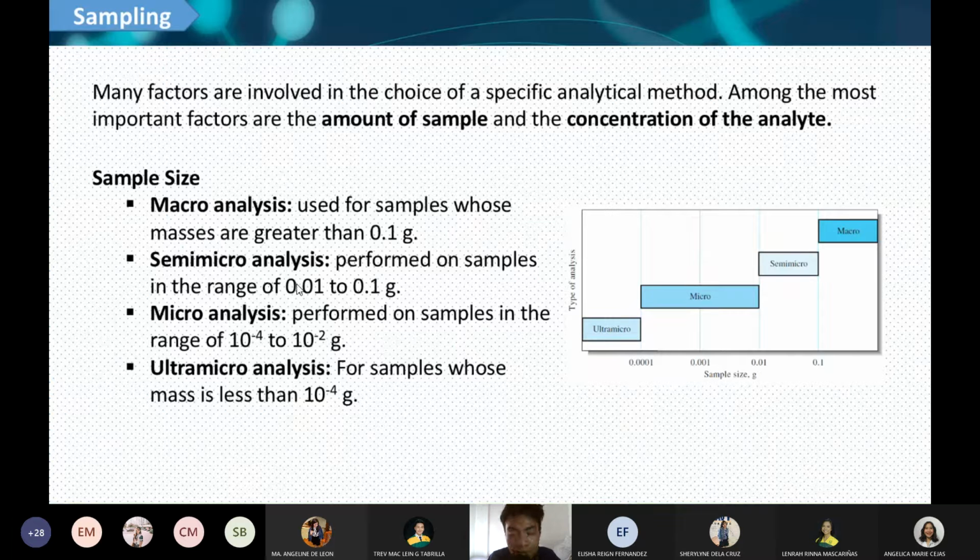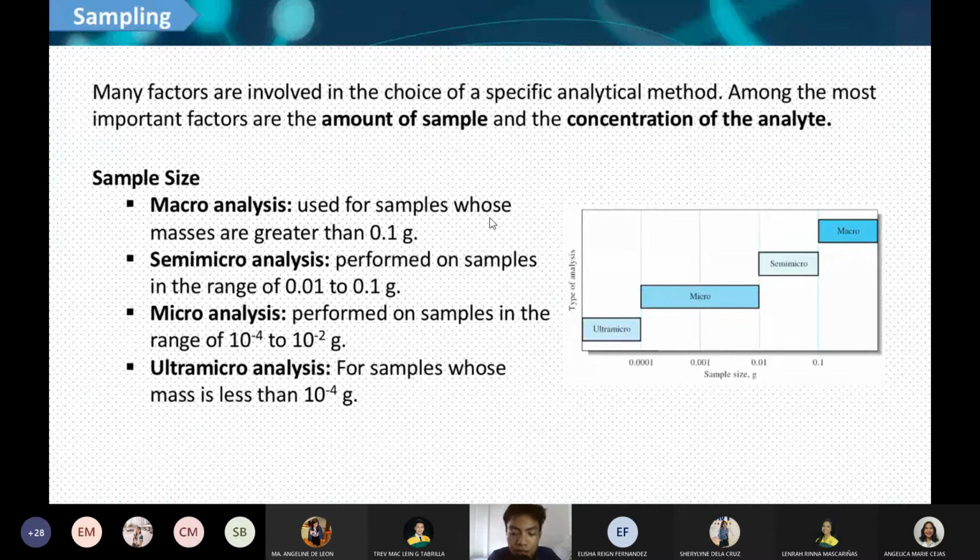For semi-micro analysis, we may not use gravimetry or titrimetry or volumetric analysis. Instead, we may need to use advanced analytical techniques such as electroanalytical methods and spectrophotometric methods. Okay, so yun. And that is applicable to the rest of the type of analysis here. So we have the micro and the ultra micro analysis.